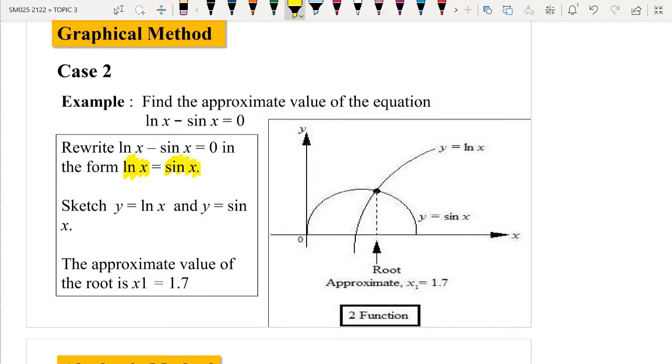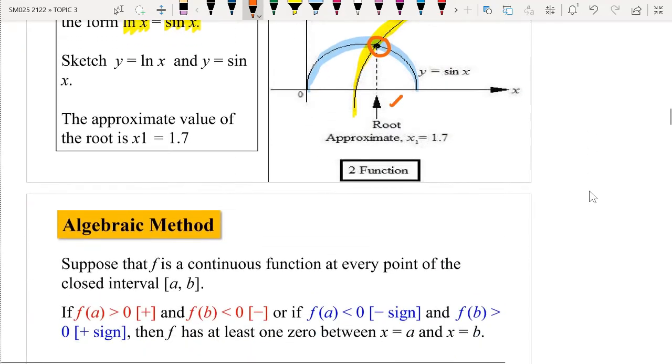For ln x first, I'm very sure everyone doesn't have a problem sketching that part. Ln x, I highlight it in a yellow color. And then for sin x, I highlight it with a blue color. Alright, so the root exists at the intersection between these two graphs. Here it intersects in the middle. That's how we approximate the root. Okay, so that's for graphical method.